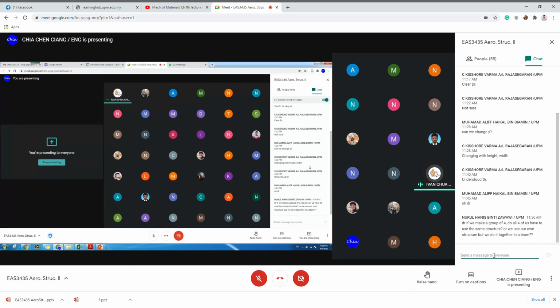So it will be until the end of the project. Yes. Once you fix the group, you form the group with people you can work together. This group will be fixed until the completion of this project, this assignment.